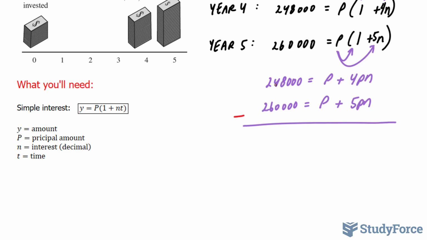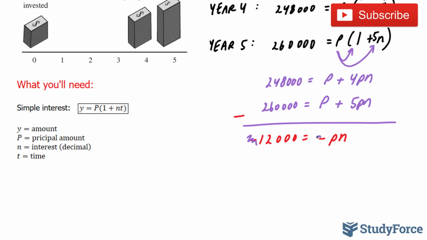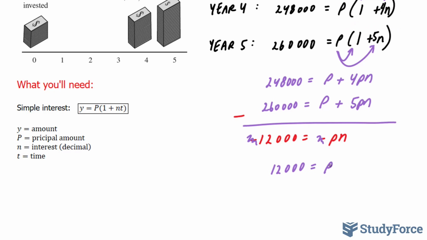Subtracting 248 from 260 gives us 12,000, or negative 12,000. P minus P is equal to 0, that goes away. And 4PN minus 5PN, that is equal to negative PN. You don't need to put negative 1PN. It's assumed that that 1 is there. Since there's a negative on both sides, I can divide both sides by negative 1 or multiply both sides by negative 1, and that will eliminate the negatives, leaving us with 12,000 is equal to PN.